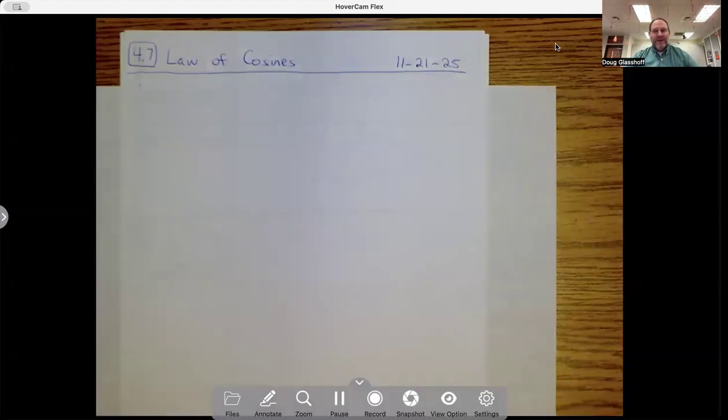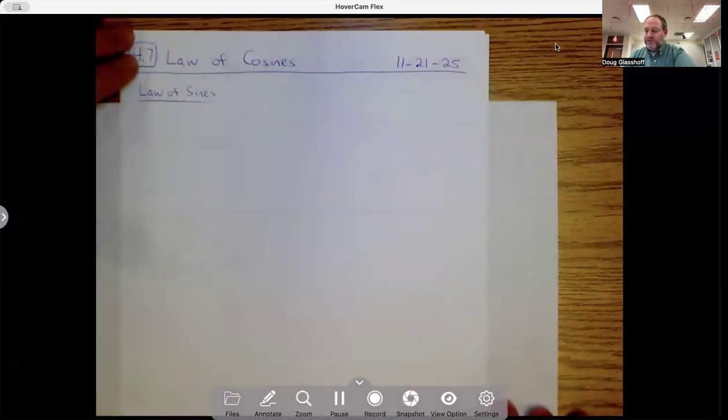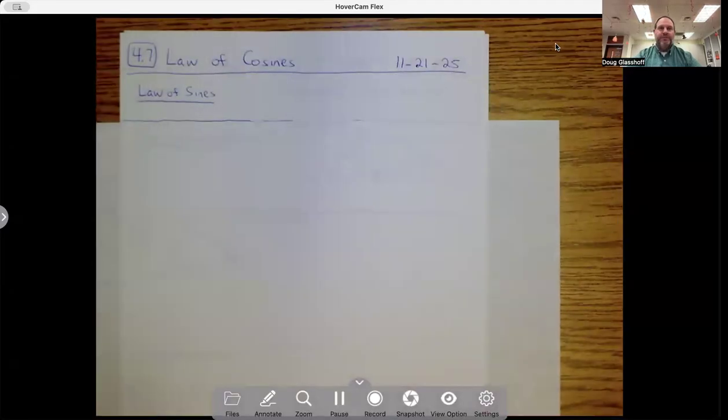We brought up yesterday that the Pythagorean theorem and SOHCAHTOA are great formulas. They work in a lot of cases, but again, they're limited because they only work for right triangles. And so law of sines, as we saw yesterday, works for any triangle. Law of cosines works for any triangle as well. It doesn't have to be a right triangle. So as we mentioned yesterday, law of sines, okay?